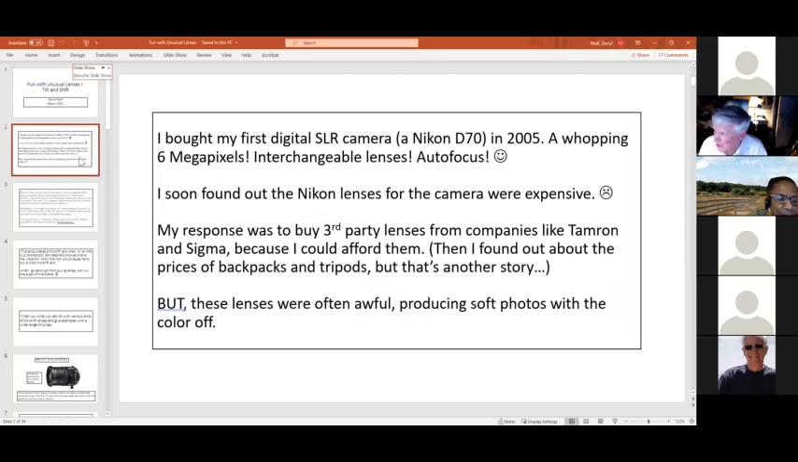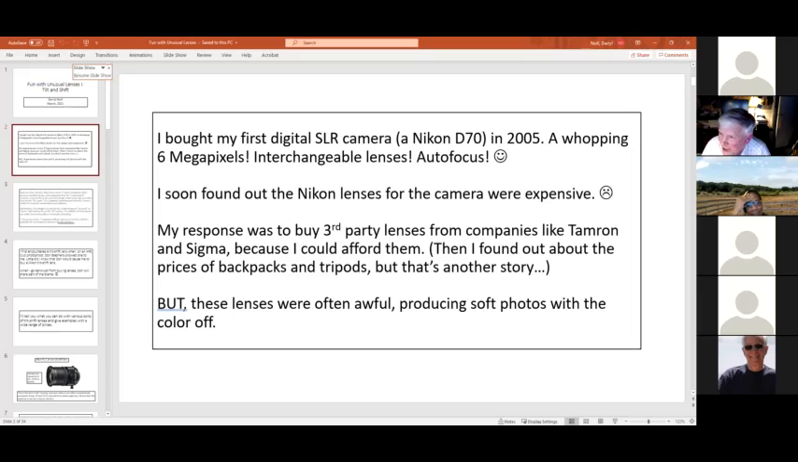So, I bought my first digital SLR. I had to go look up when. The Nikon D70 came out 2004, so I figure I bought it 2005. It had a whole 6 megapixels. It had interchangeable lenses. It had autofocus. Before that time, I had done slide photography, 35 millimeter, for decades. I'll just tell you the results. They're awful. And I soon found out that the Nikon lenses for the camera were very expensive. I never believed I'd spend so much money for a camera. So my response was to buy third-party lenses from companies like Tamron and Sigma.